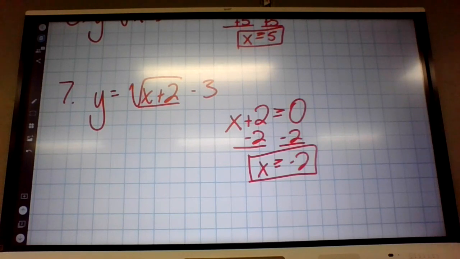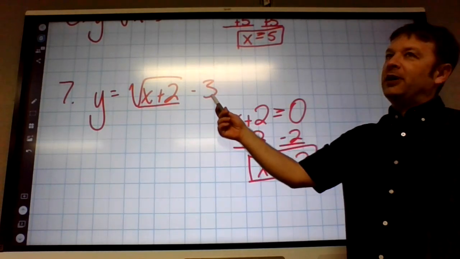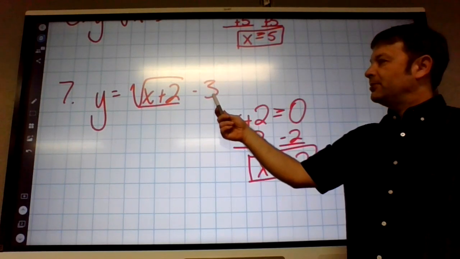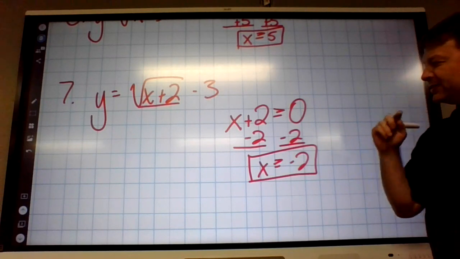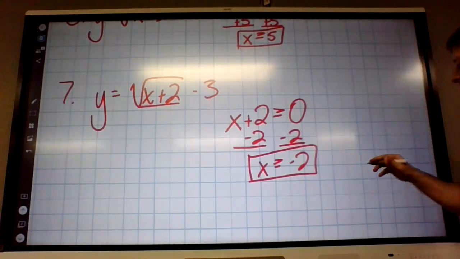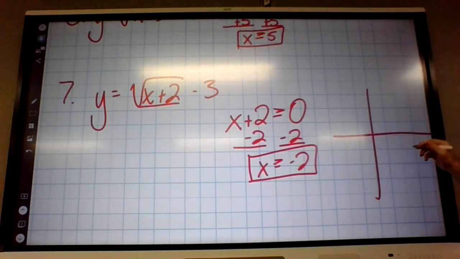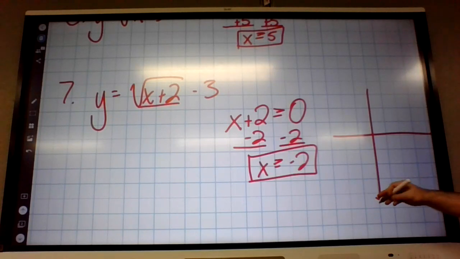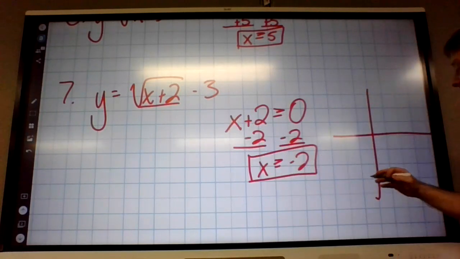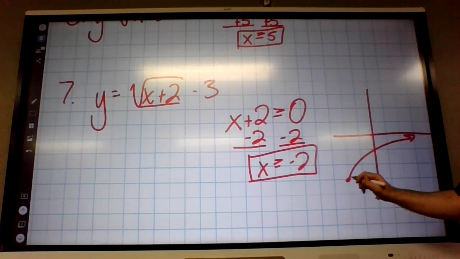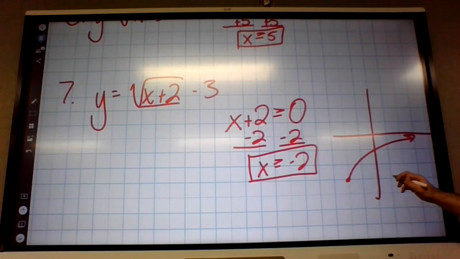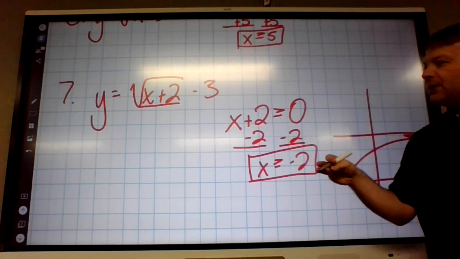Now, does that minus 3 affect this part? No. It's going to move the graph down. Some of you might have known that. The minus 3 will move the graph down, but it does not affect the domain. Even though the graph would move down 3 and left 2, it would look like this, but the domain is just x values that are negative 2 or above. That's the domain. All right.